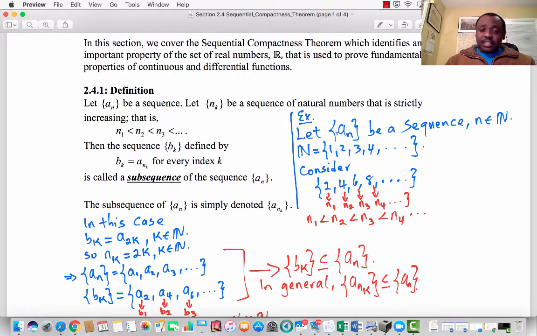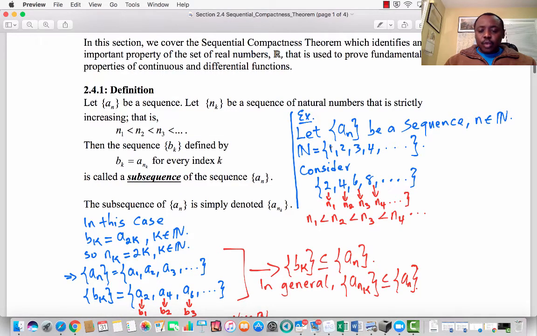Okay, let me explain this with an example. Let a_n be a sequence, where n is from the set of natural numbers. So n is 1, 2, 3, 4, 5, 6, and so on. Now, let's consider a sequence of natural numbers 2, 4, 6, 8. So this is a sequence of indices.